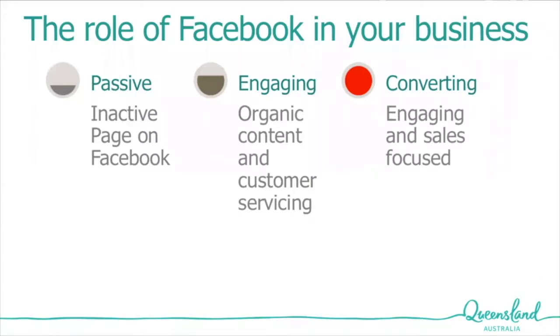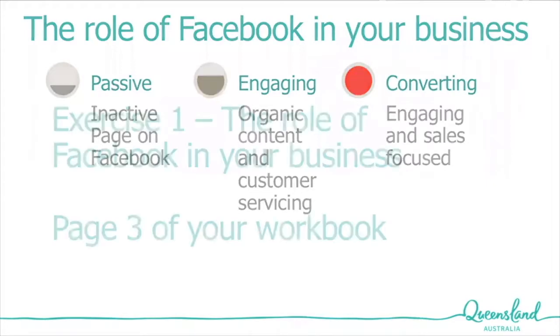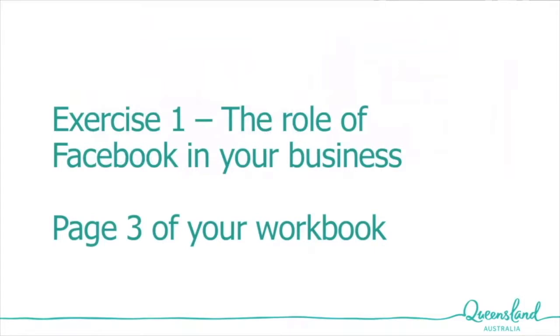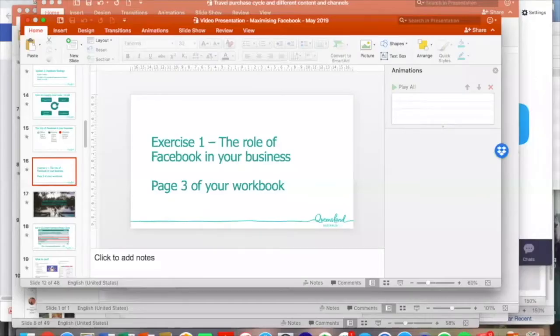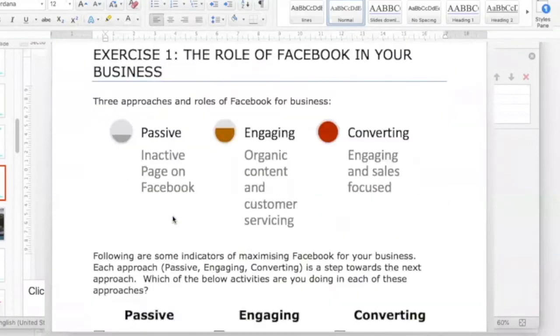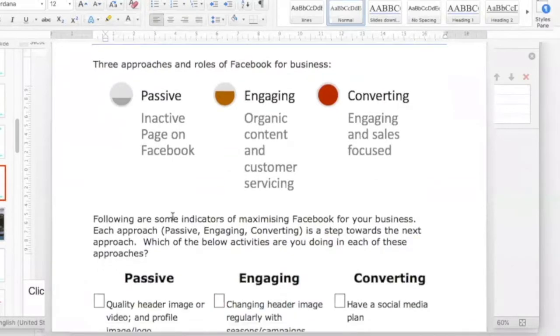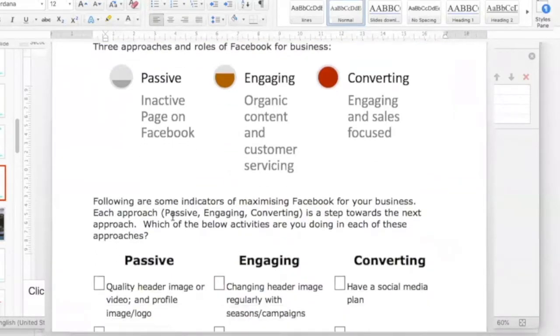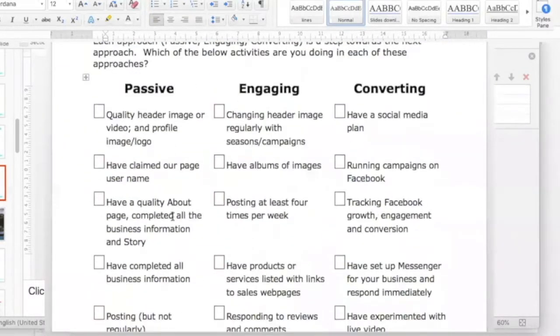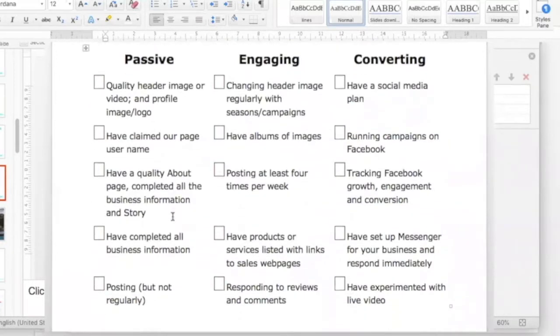And they normally are then able to also tick all of the other boxes, which are in the exercise that I'm going to ask you to do in a sec. So the exercise is exercise 1, the role of Facebook in your business, and it's on page 3 of your workbook. So I'll just pop out to the workbook. So that's here. And what you can do is pause the video and just go through and have a look at these. Which of these can you tick?